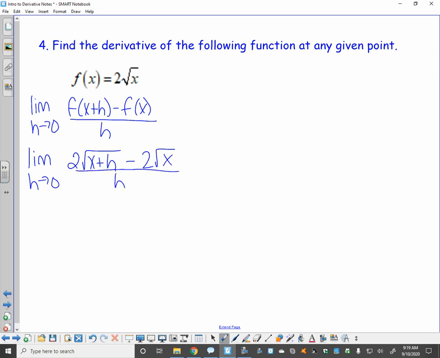Okay, so there's my setup. Now, if I pull the trigger on my limit, I'm going to have, if all my h's go to 0, bottom will be a 0, top will be 2 root x minus 2 root x. The top's going to be 0, so that's bad. But you know ways to compensate for that. So we're going to go conjugate using the top.